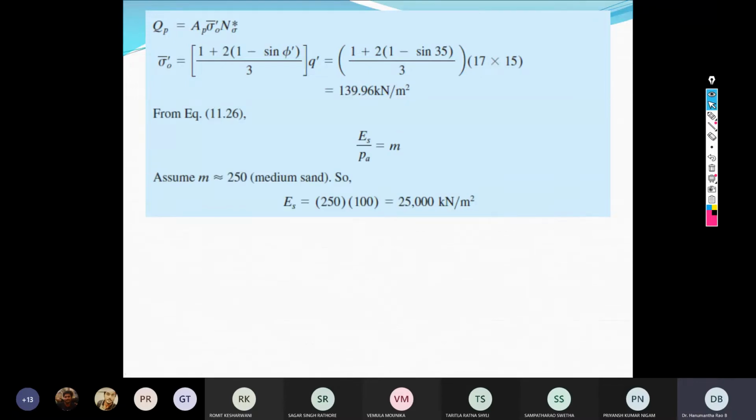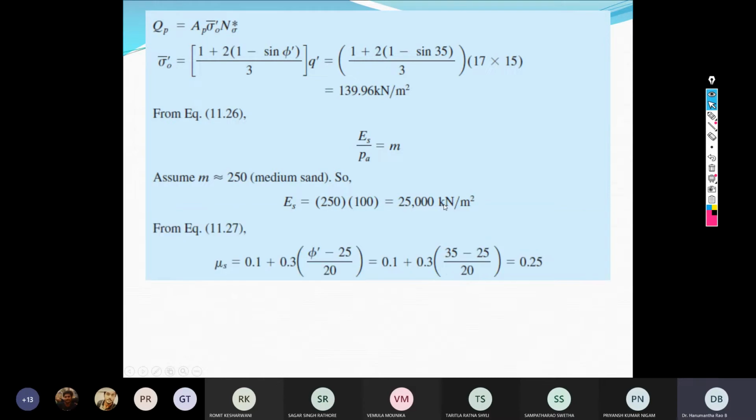Now similarly, you have to pick up the value of the Young's modulus of the soil. Some predefined correlations are available. That empirical equation is Es by pA equals m. Please refer to the handouts. Since we are dealing with sand, you can assume fine sand, coarse sand or medium sand. Just for the sake of assumption, I assumed it is a medium sand with m equal to 250. Once I know m, I can calculate the Young's modulus of the soil, that is 250 into 100, which is 25,000 kilonewton per square meter.